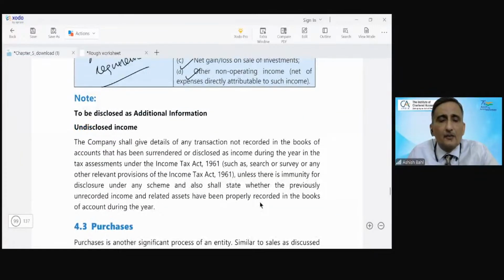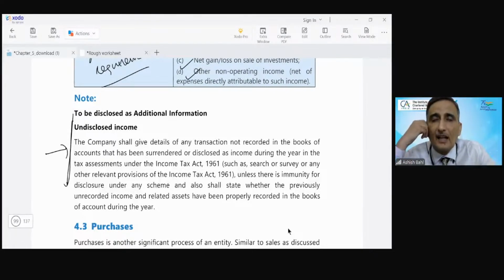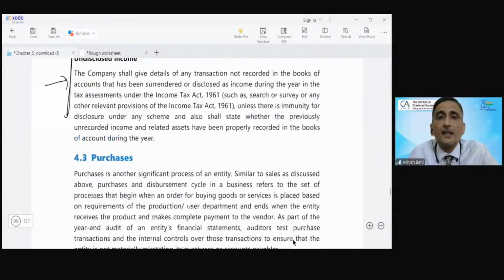And besides, students, there is some additional information to be disclosed as additional regulatory information in respect of undisclosed income. Say it may so happen that there has been some search or survey under the Income Tax Act, and due to such search or survey, the company has disclosed some income which was not previously disclosed. Then disclosure in respect of such income has to be made in the financial statements in notes to accounts. Clear?